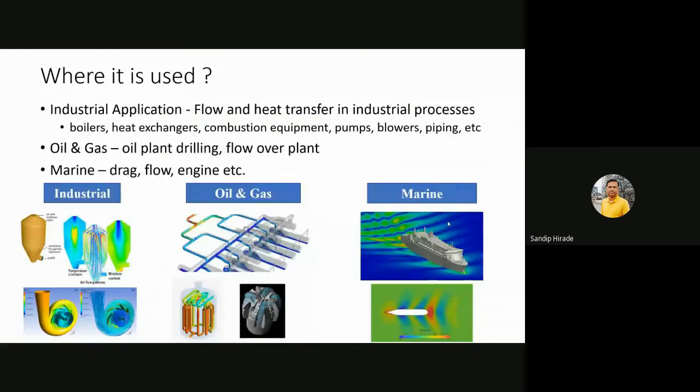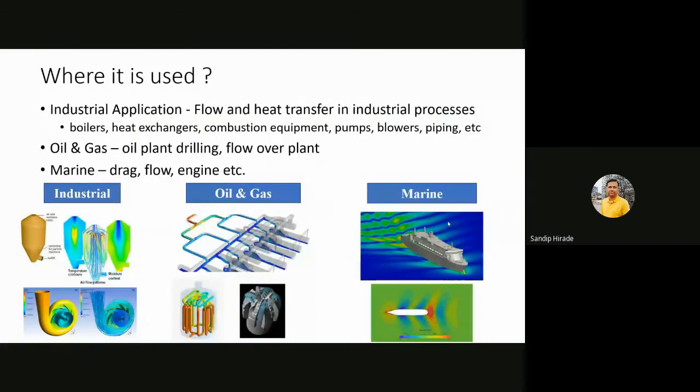Even in an oil and gas plant, we can have drilling. In that condition, we look at how the flow is happening inside the drilling, and whether we are getting sufficient oil, or how the flow is getting over the plant, because the plant is situated in the sea, and there should not be any extra forces coming on the oil plant, and it should not collapse. So these are the different areas where we can use CFD.